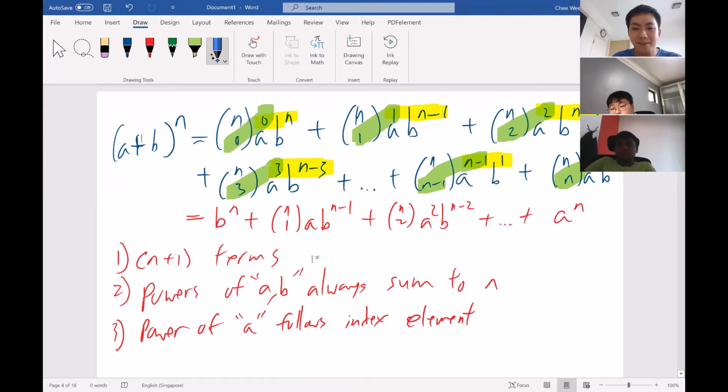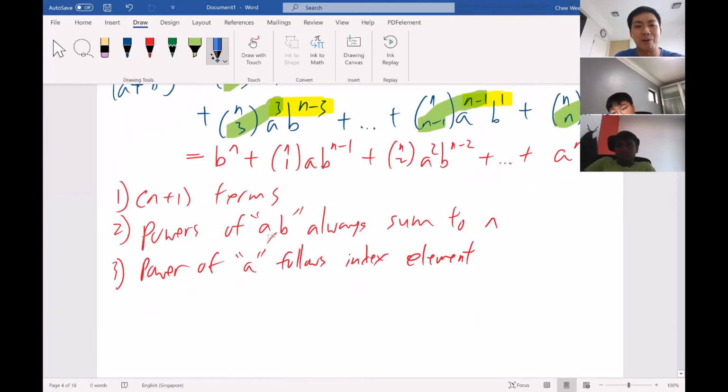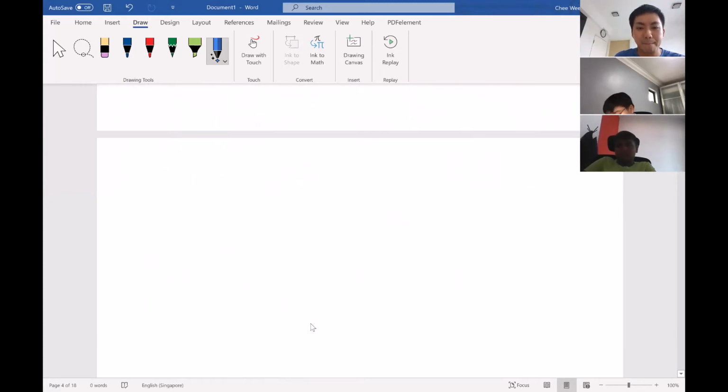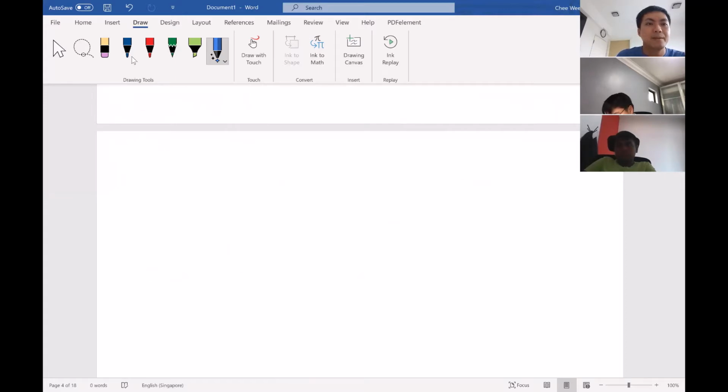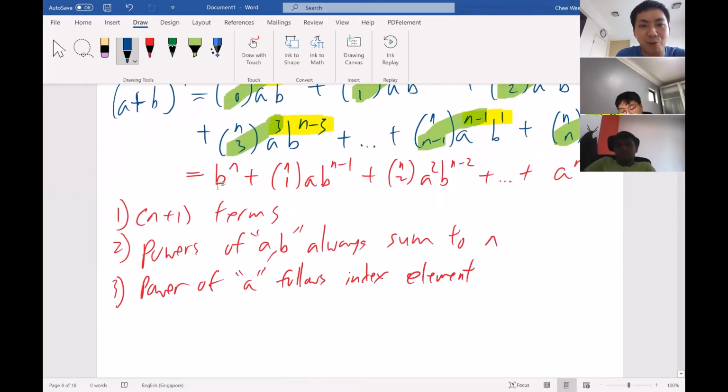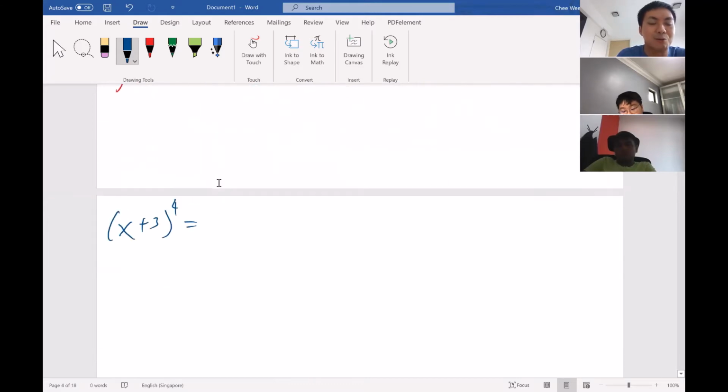Okay, can? Okay, so in this case, right, I'll give you a numerical example. So if I have x plus 3 to the power of 4, then, okay? So total I should have 5 terms. In my previous example, I tend to let the n choose r follow the power of a, right? So that's how I will do it now.